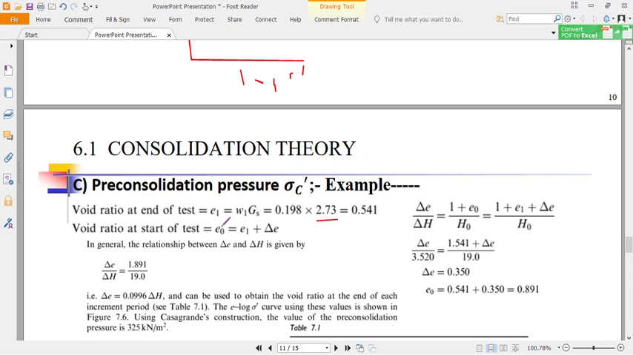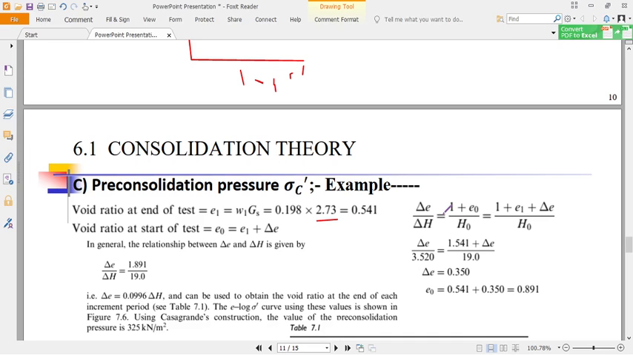Therefore, e naught is equal to e1 plus change in e. But if you come back to this equation, when we have change in e, we say that change in e over change in H is this expression here. If we go back very fast, for our first expression, we are going to use it. So we have change in H over H naught. The original height has been given to us as 19 millimeters.